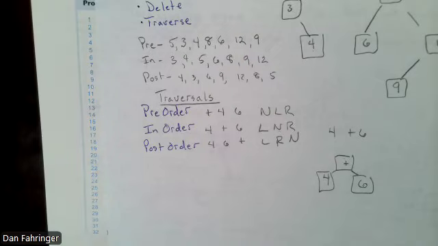The big one coming up next is delete. And we know there's going to be so many situations. What if it's the root? What if it has 1 child? What if it has 2 children? What if it has no children? That should be easy. We just make a pointer null.